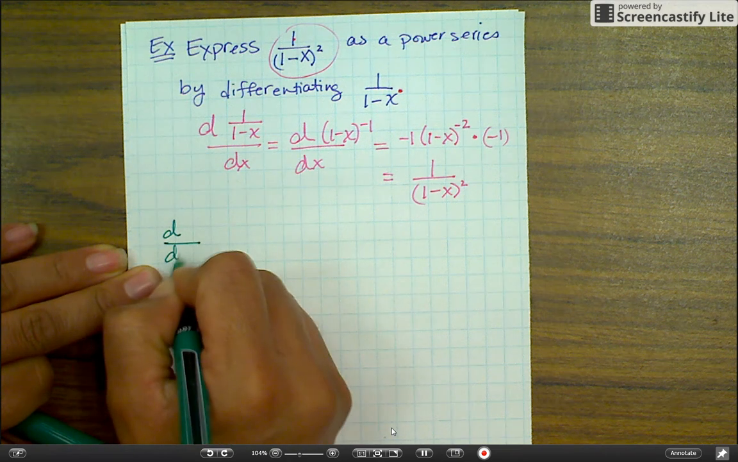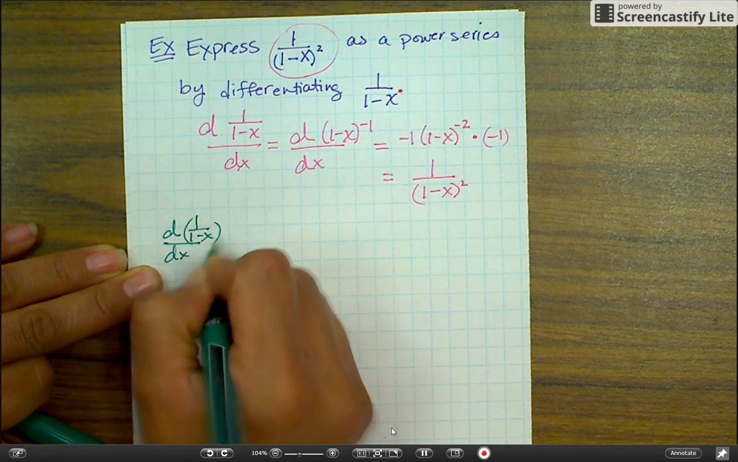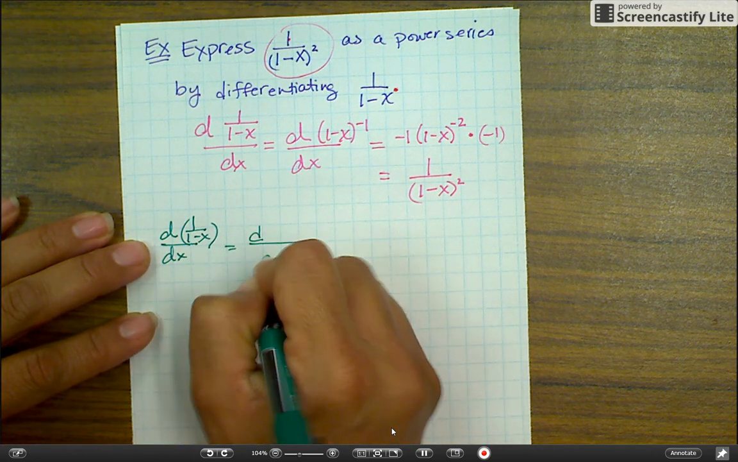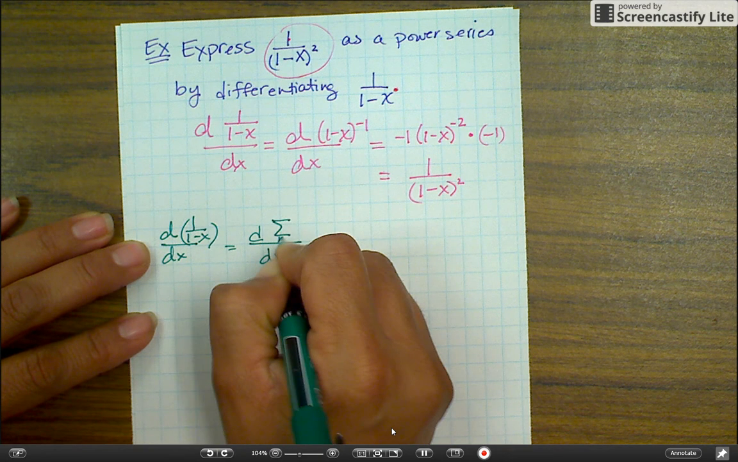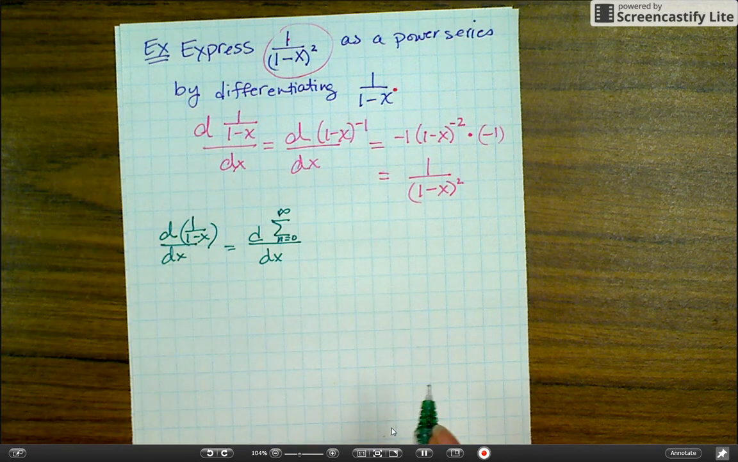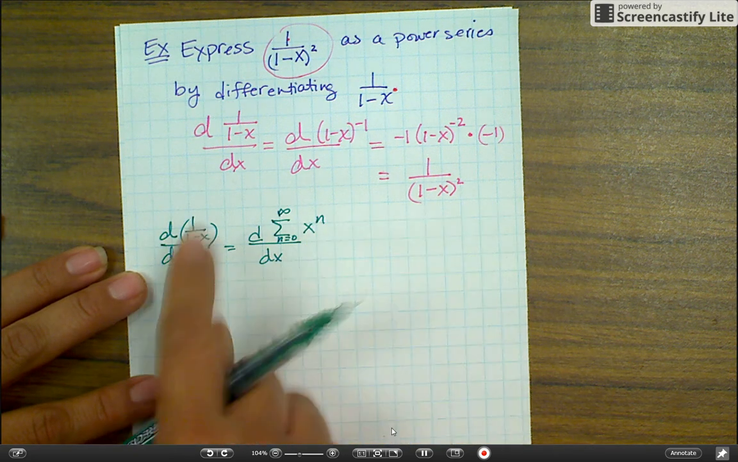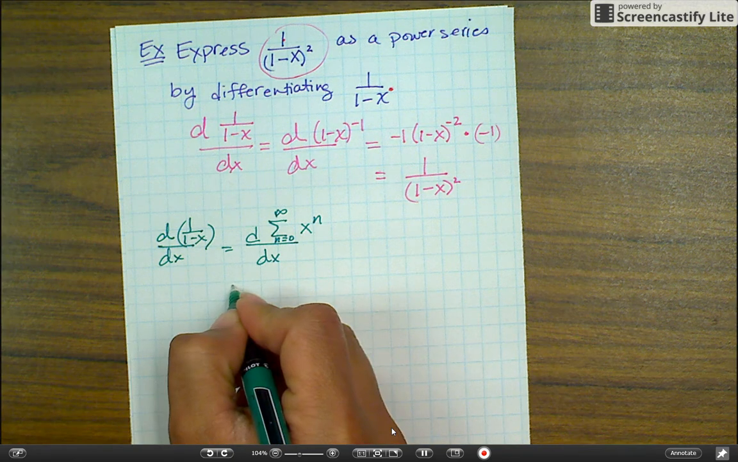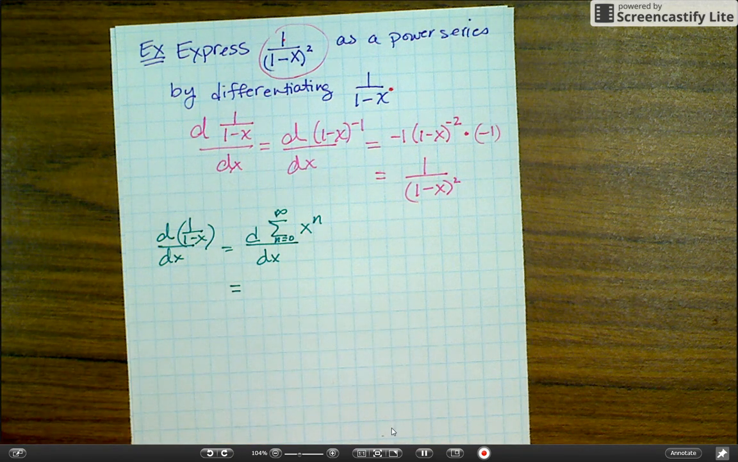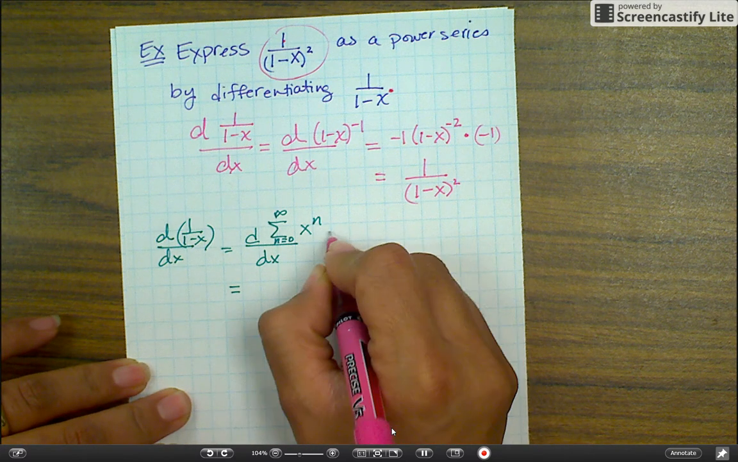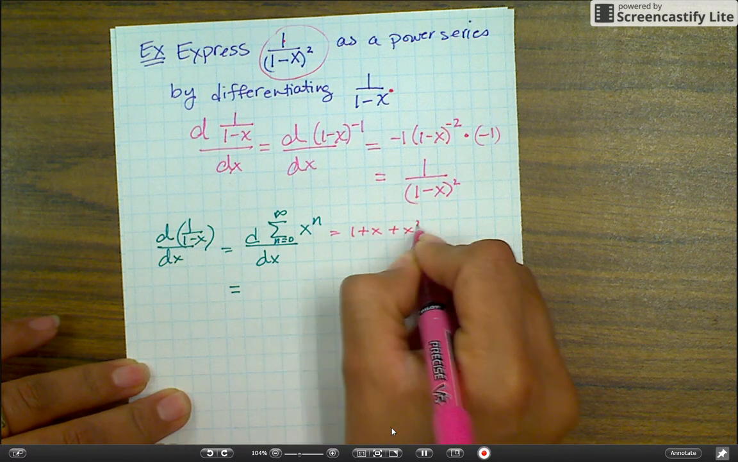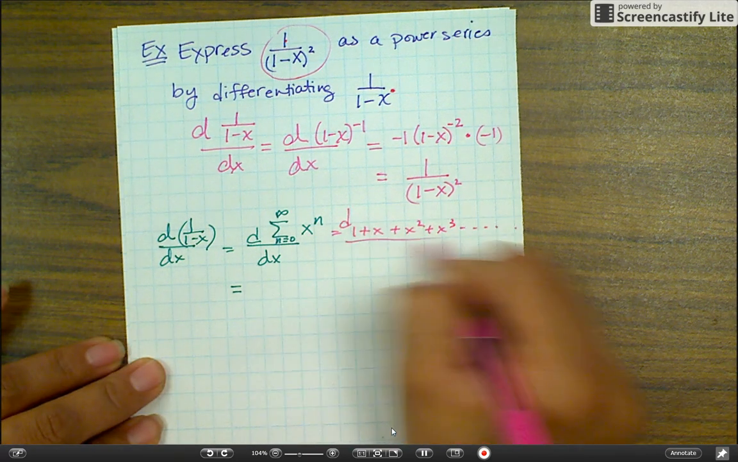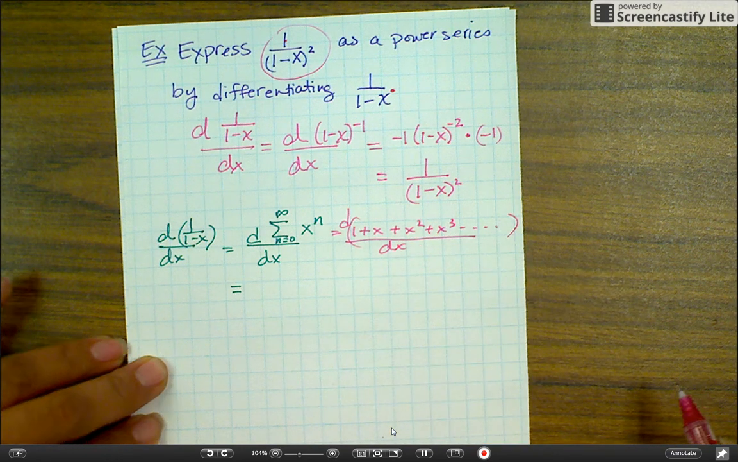We're going to go, okay, derivative with respect to x of 1 over 1 minus x is equivalent to, and we're going to write it as a power series, the derivative with respect to x of the sum, n equal to 0 to infinity of x to the n, because that's what this one is equal to, right? And if you want to, you can expand it. Let's just pretend we expand it. It'll be the same as 1 plus x plus x squared plus x cubed, dot, dot, dot, right? So now I want to take the derivative of that entire quantity.